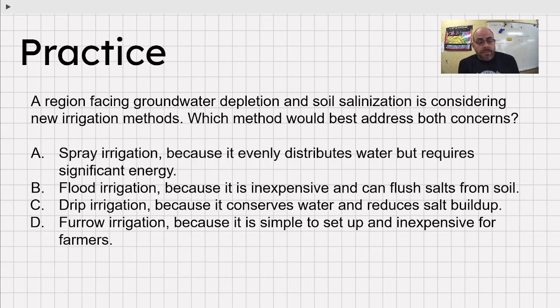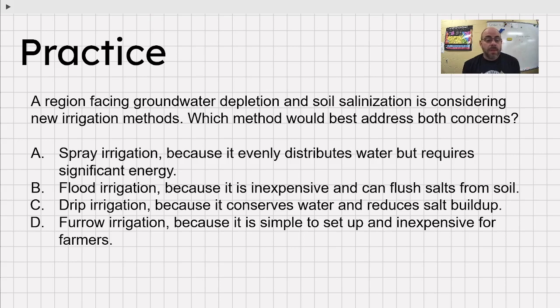Let's look at a practice problem. A region facing groundwater depletion and soil salinization is considering new agricultural methods. Which methods will address both concerns? So we know that groundwater depletion has to do with any irrigation, right? Some irrigation systems are going to use more water than others. Salinization has to do with water evaporating off the soil or off the leaves. And so we need water coming from underneath. Which one's going to be best for that?